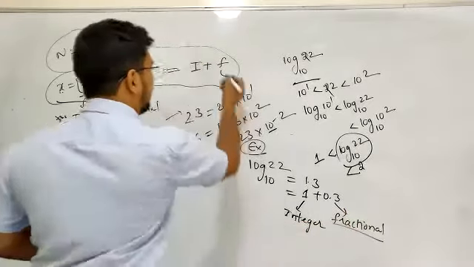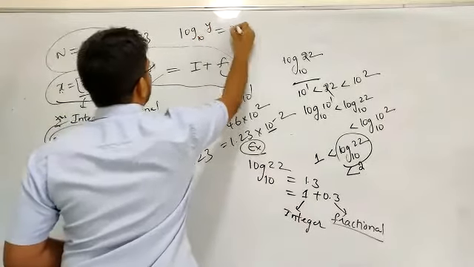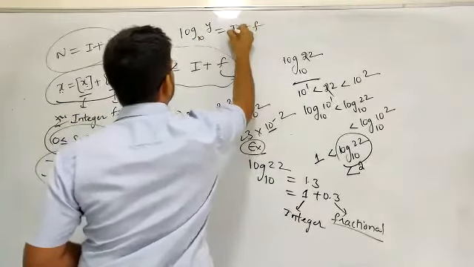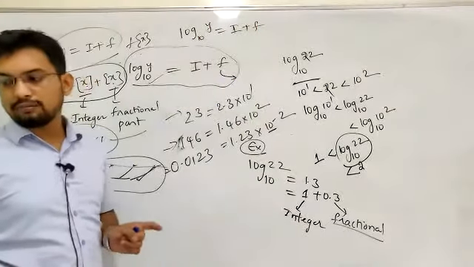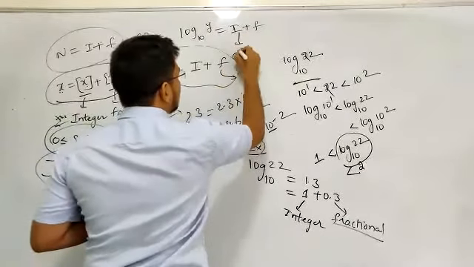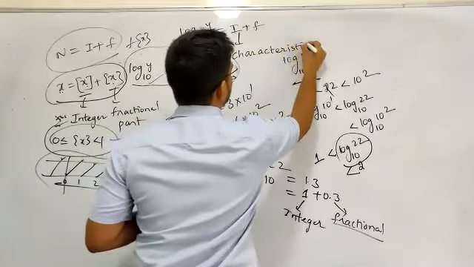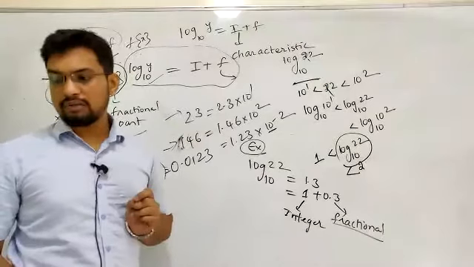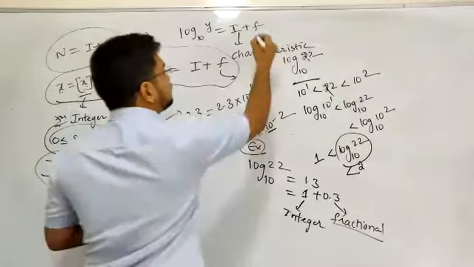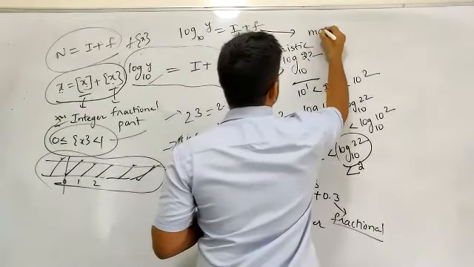Now every logarithm to the base 10 has some integer part plus fractional part. This integer part of the logarithm is called the characteristic. And this fractional part is called the mantissa.